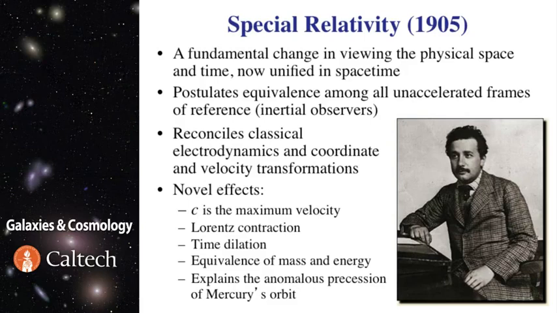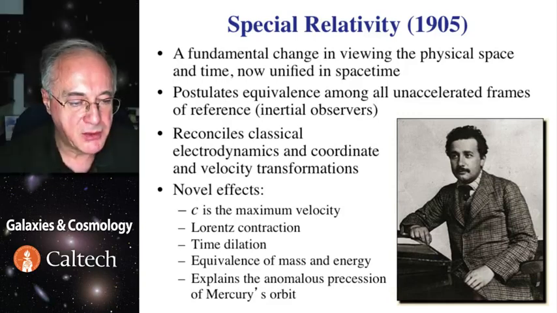The special theory of relativity, which came first, postulates that all inertial, unaccelerated frames of reference must be equivalent. And that has a number of important consequences. It does unify space and time in a novel fashion. It postulates that light moves at the maximum possible speed. It predicts Lorentz contraction and time dilation. Those are two important concepts, and if you don't know what they are, you really need to look them up.